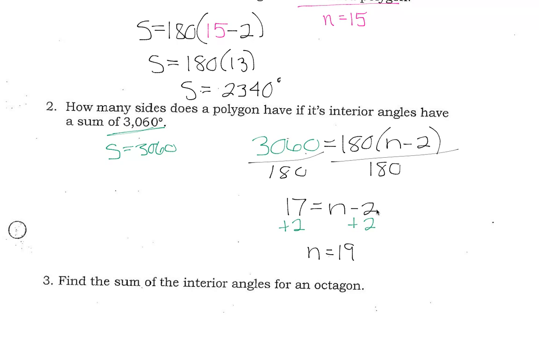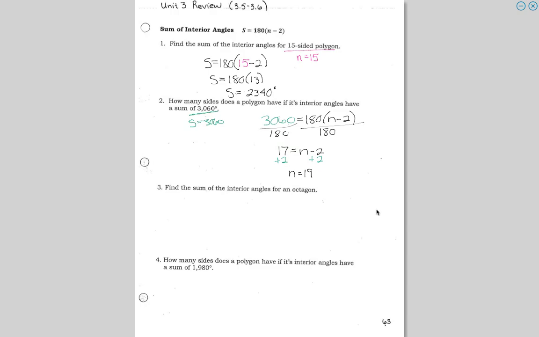Okay. 3 and 4 are similar. 3, I don't tell you how many sides, like in number 1, but I do say it's an octagon. So you will want to know how many sides there are if I give you the formal name of the polygon.